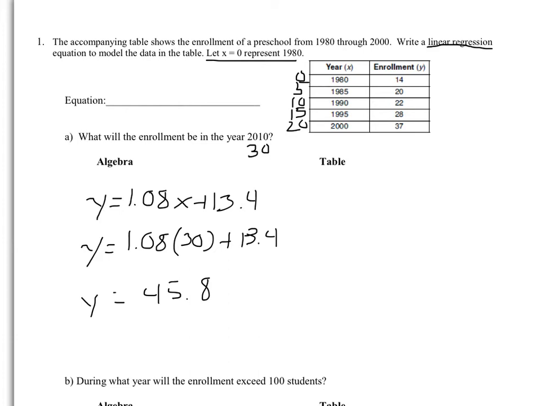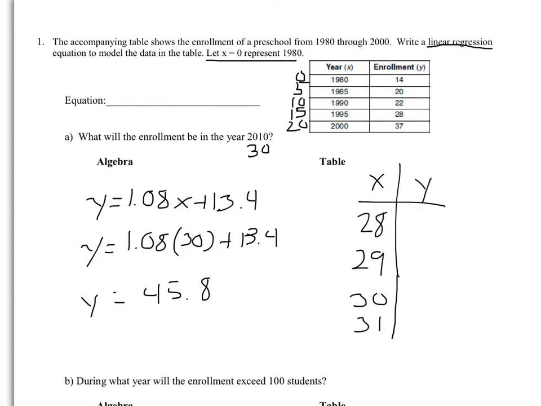If I was looking at the table, I would have my x and my y values here. Let's look at when it occurs. So it would be 28, 29, 30, 31. My y values would be 43.64, 44.72, 45.8, 46.88.